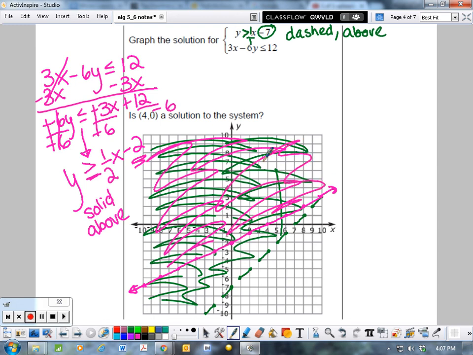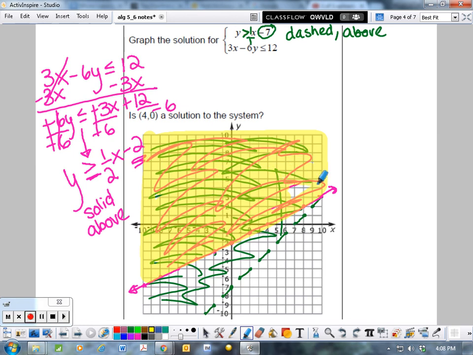So now I'm going to grab my highlighter. I'm going to highlight where I have pink and green. So everything in this region is a solution. And my pink turns orange with the highlighter. I can go back and erase anything not in that area.